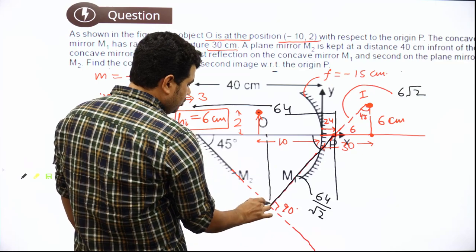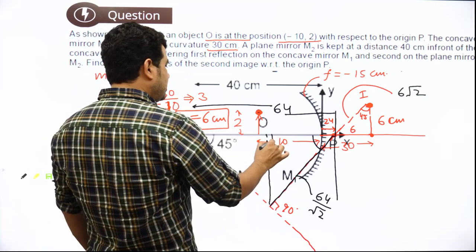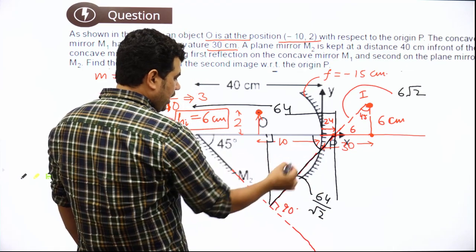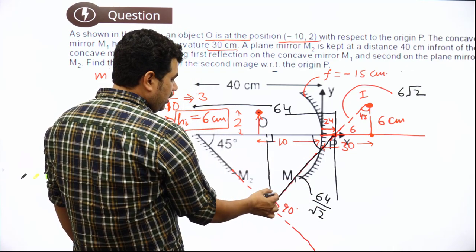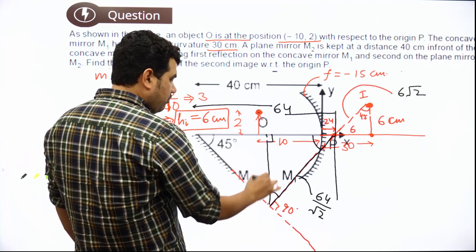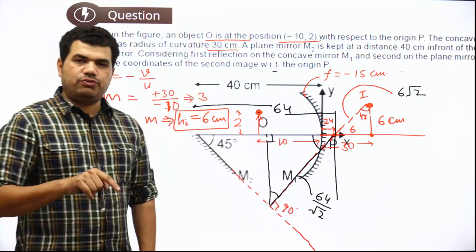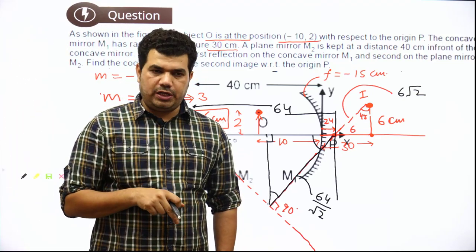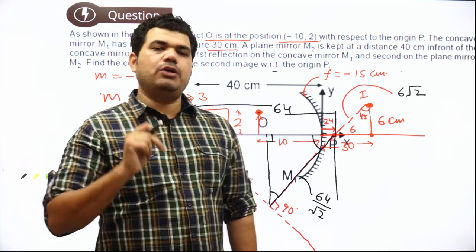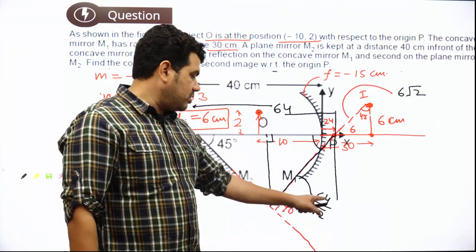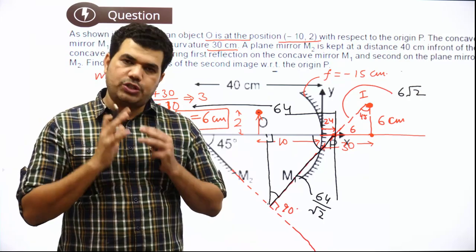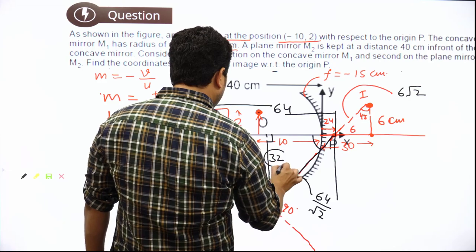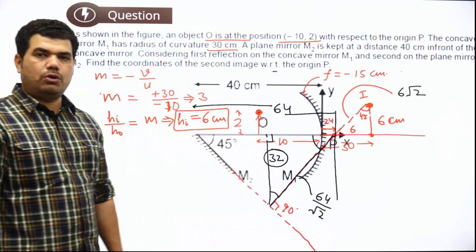Now just draw this perpendicular. As this is 90 degrees, if this is 64 by root 2 and this is 45 and this is 90, so it will be 45. So this is 64 by root 2 cos 45. Cos 45 is again 1 by root 2. Very good. So 1 by root 2 into 64 by root 2 means 64 by 2. So this distance will be 32. I hope you got it.